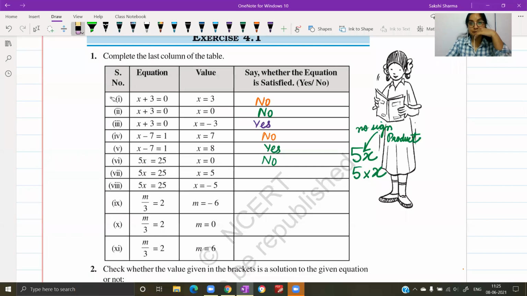Anhad? Ma'am, in second case, 5x is equal to 25, x is equal to 5. It is true because 5 into 5 is equal to 25. Right. If I put 5 here, then 5 into 5 will be 25. It will be correct.